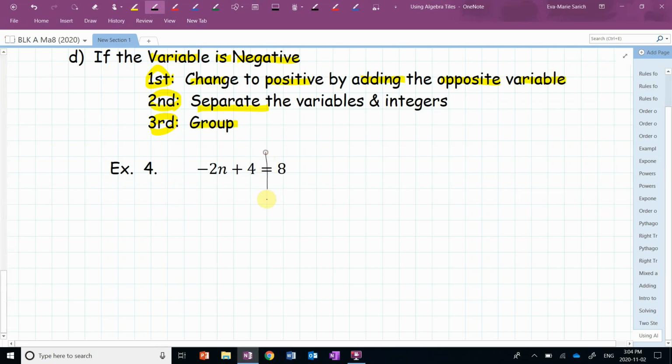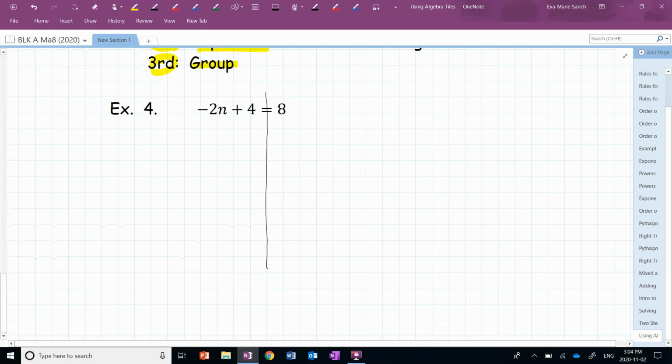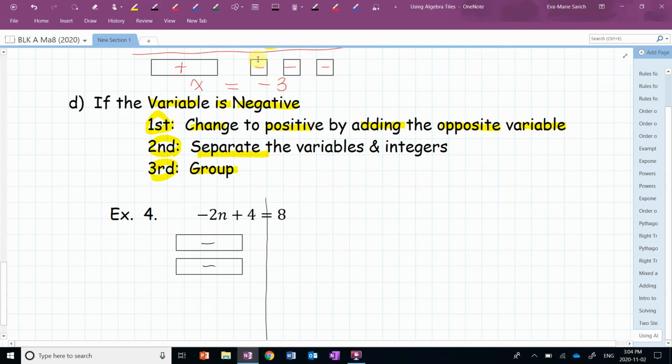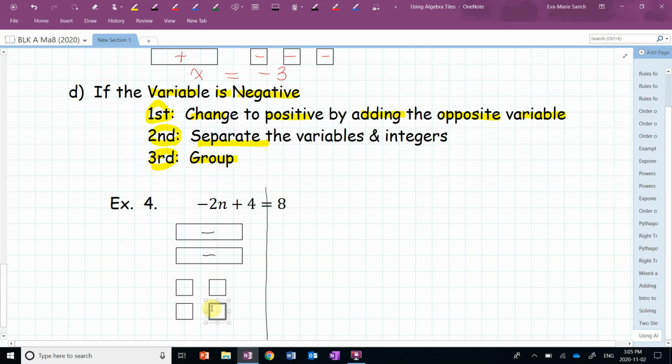So I'm just going to draw a line to separate our left and our right side. We're going to draw what we have. I have to start with a rectangle to represent those two x's. So 1, 2 x's, and they are negative, so we're going to put a negative sign in them. And then what we also have next to that is 4 positive integers. So I'm going to draw 4 positive squares. Okay. And that means I'm going to put a positive sign in them.